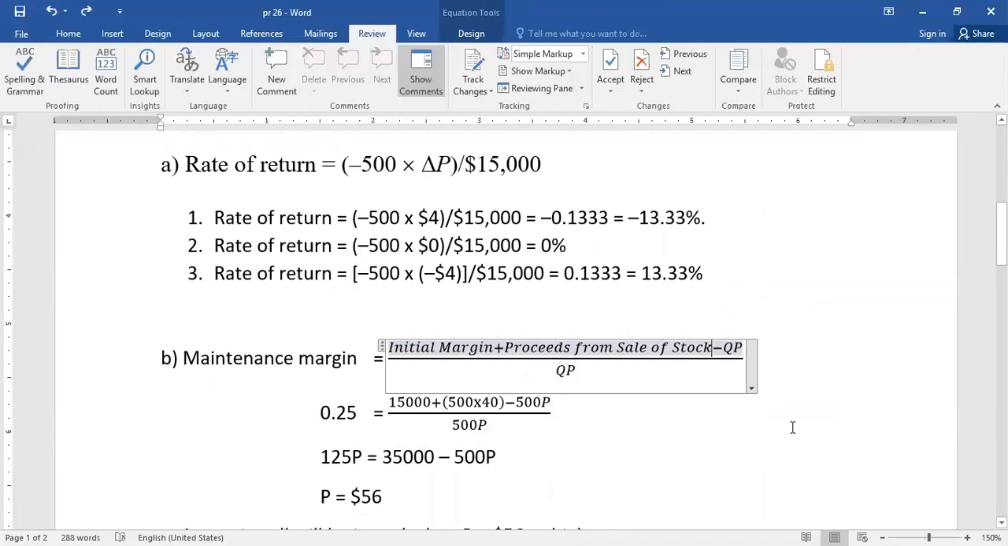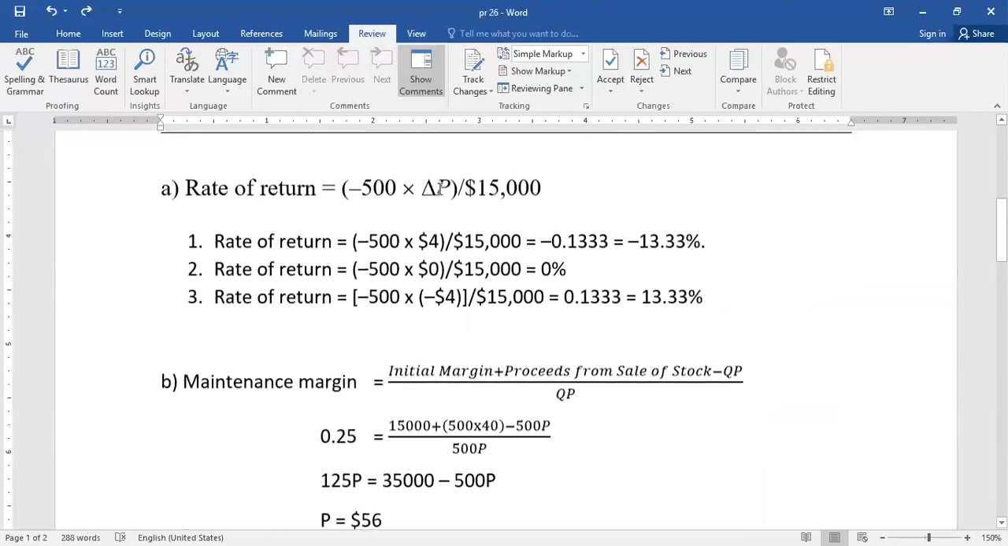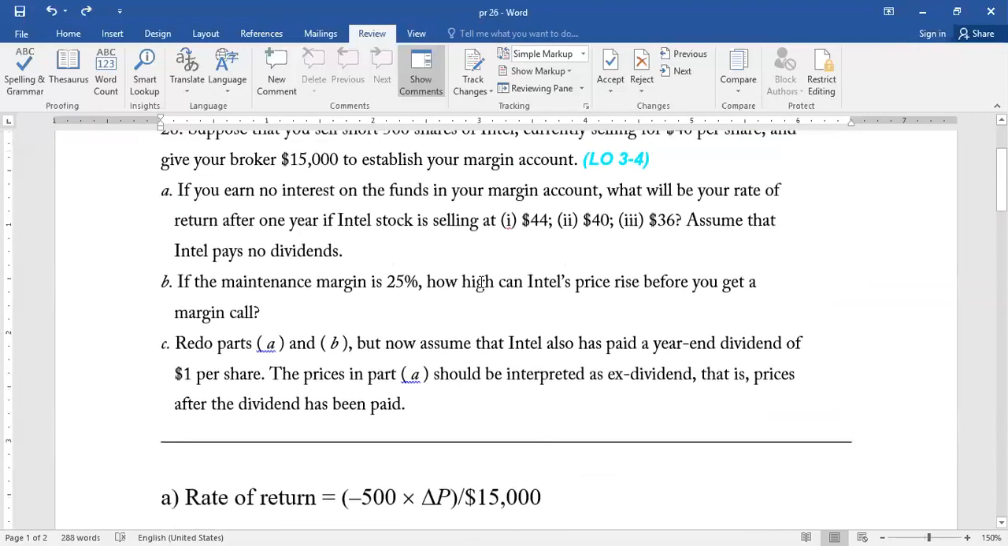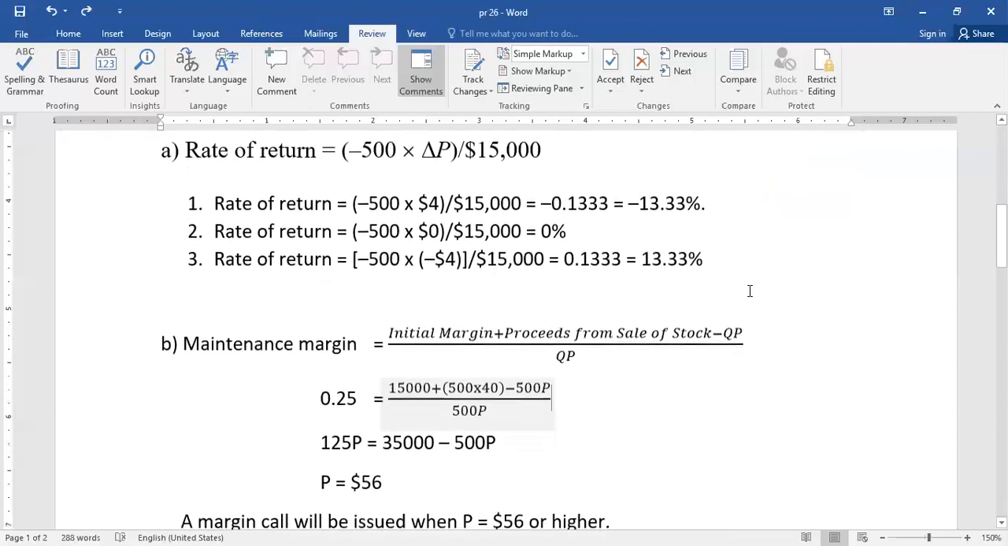And then I subtract QP, Q times P. Now the Q is the quantity, the number of shares that I sold to begin with. I sold 500 shares. So this is 500. The price, I don't know the price. The proceeds I made from the beginning, I sold 500 stocks, $40 per share. But how much? The question is, how high can Intel's price rise before you get a margin call? This is what I want to calculate. So I don't know the price for the margin call.